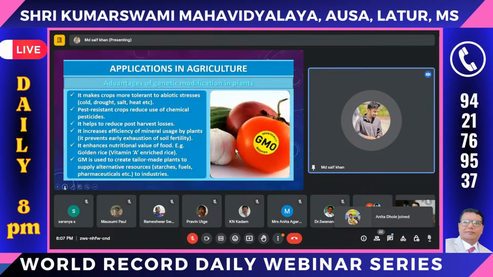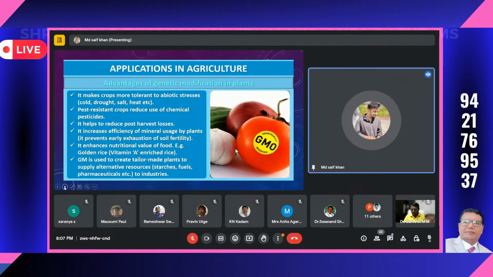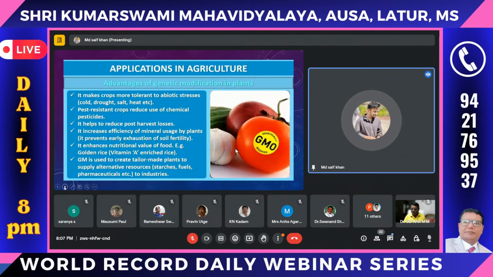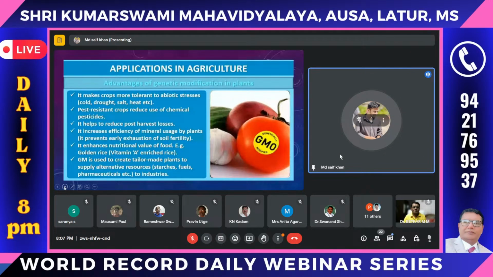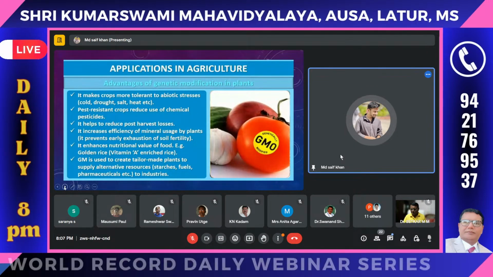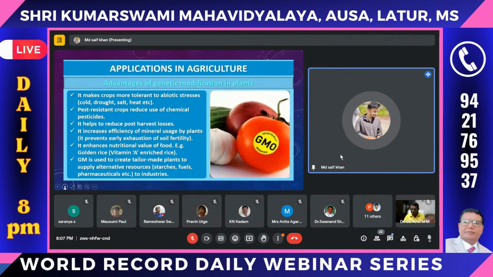First application in agriculture, that is advantages of genetic modification in plants. What are the different advantages? So first, it makes crops more tolerant to abiotic stress, salt and heat being the abiotic stresses to the plant, as our daily environmental conditions are changing. So due to these environmental conditions, our agricultural field also gets disturbed.